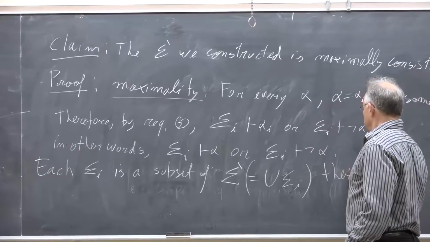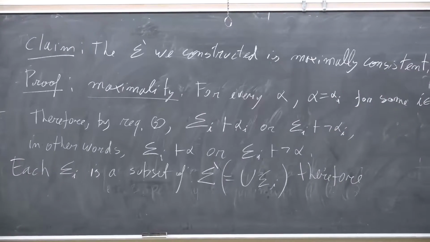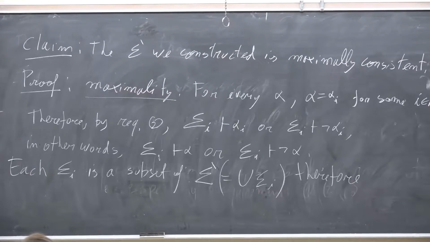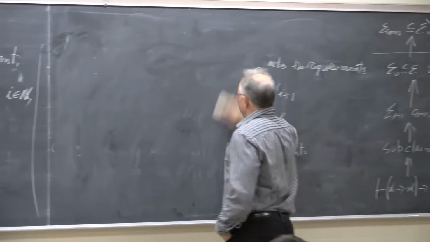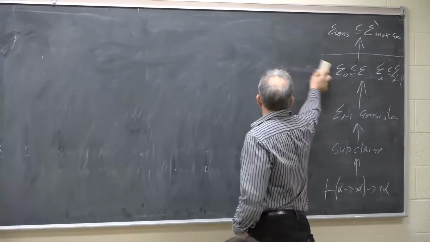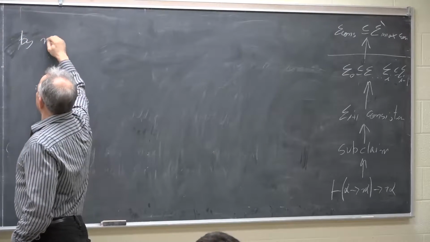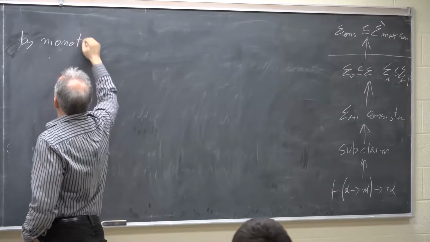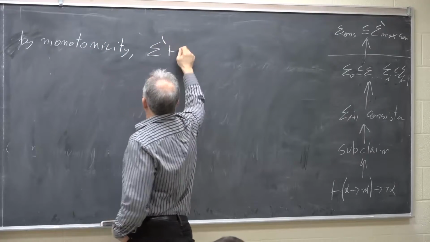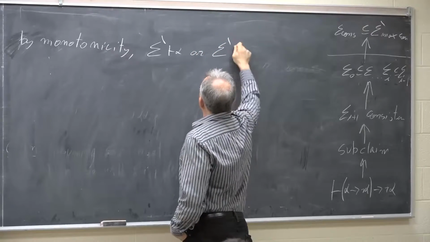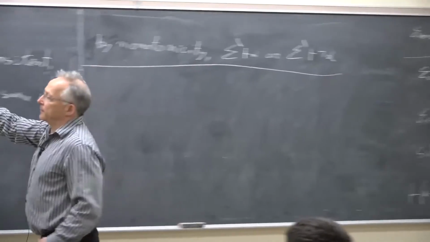Therefore, by which property now? I get that sigma proves alpha or sigma proves not alpha. By which property? Now it is monotonicity, right? So by monotonicity, sigma prime proves alpha or sigma prime proves not alpha. So we are done with maximality.